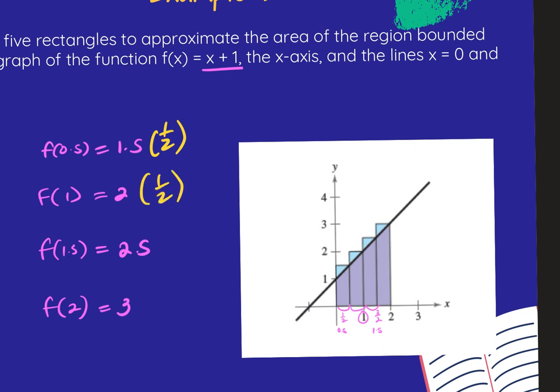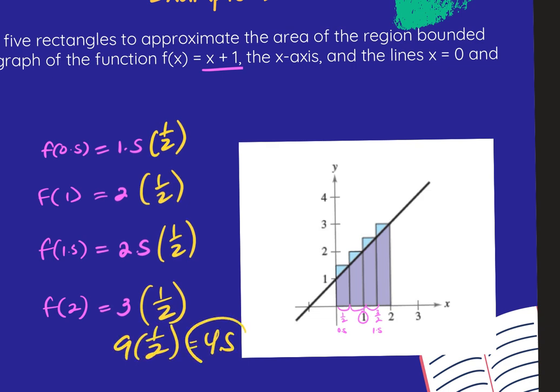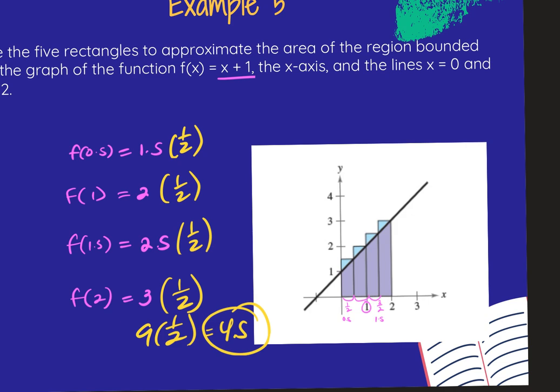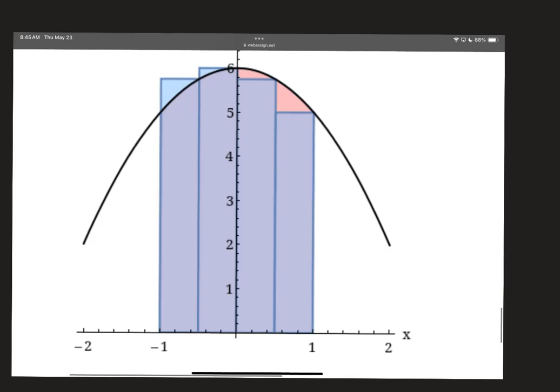So you can either add these all up and then multiply by a half, or I could do them individually and add them up. So I'm just going to add them all up first: 1.5, 2, 2.5, 3, which is 9, times a half is 4.5. Questions? Okay, in the homework there is one that looks like this.